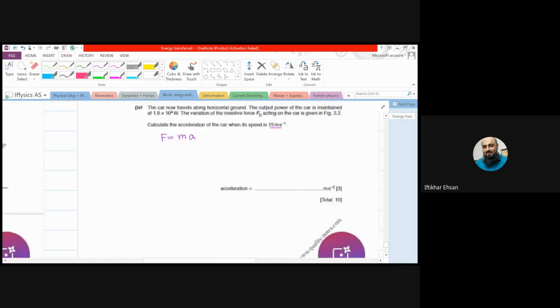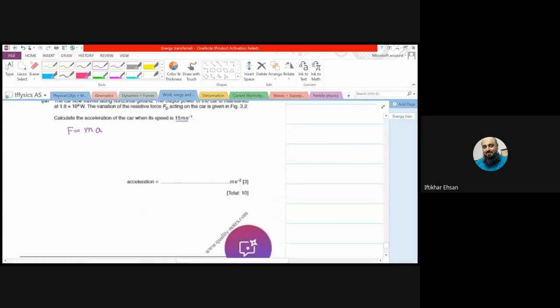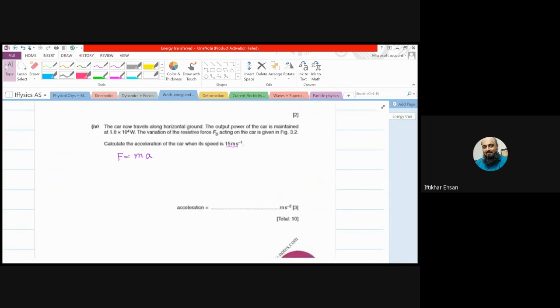So now here we have to find F, the resultant force. Never take F is equal to ma with a simple force, it's the resultant force. Forward force minus backward force. So the backward force is 670. What is the forward force?